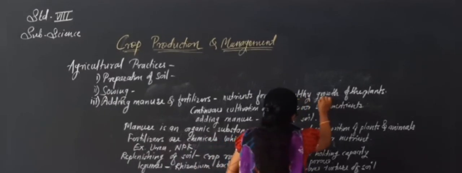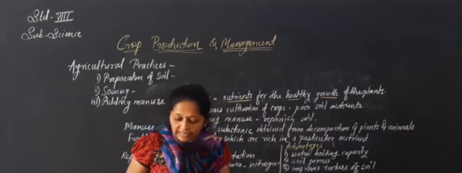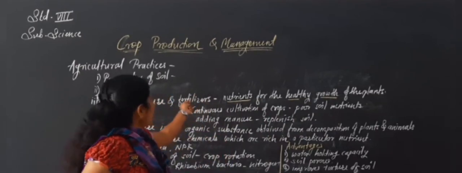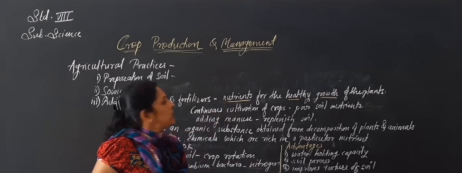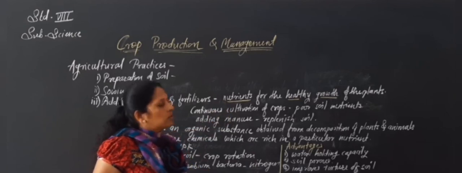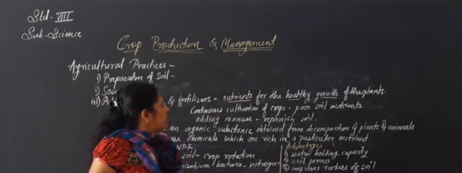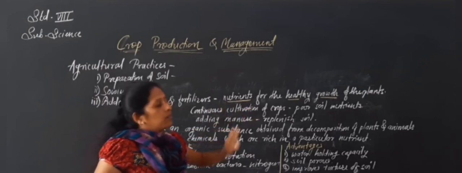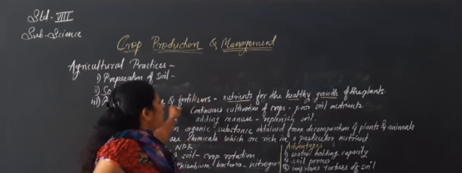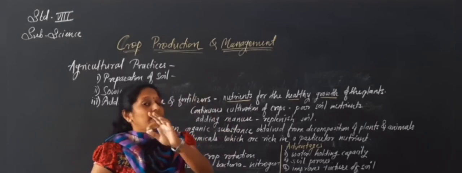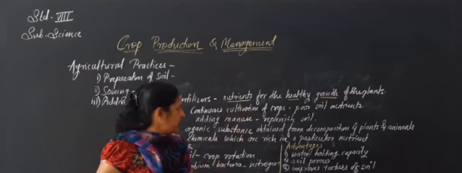Nutrients are the substances added to the soil that enable the healthy growth of plants. This is necessary. The substances added as nutrients for the healthy growth of the plant are supplied with the help of manure and fertilizers. Manures are different from fertilizers. We are going to see the difference between them here.